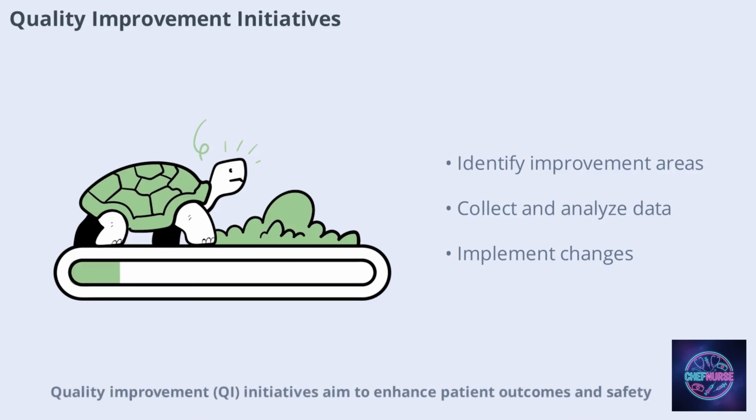Quality improvement (QI) initiatives aim to enhance patient outcomes and safety. Nurses play a key role in identifying areas for improvement, collecting data, and implementing changes. The NCLEX may ask about QI processes, such as root cause analysis or plan-do-study-act cycles. We'll explain how to participate in QI projects and the importance of continuous improvement in healthcare.